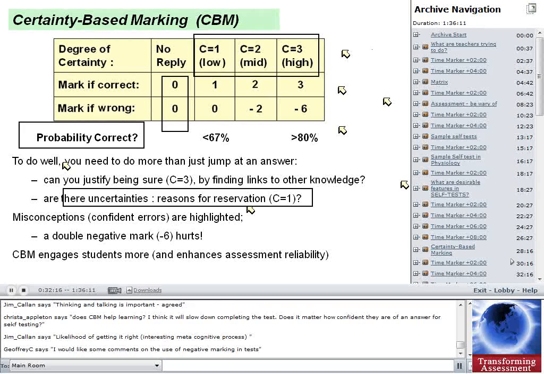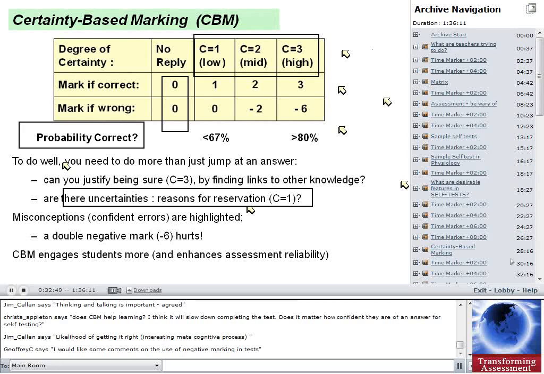It's equally important to identify uncertainties. If you can see that there are reasons for reservation about your answer, then you know that you shouldn't be going for high certainty, because there's quite a risk that you'll get a -6. You should be going for one of the lower two options. And if you really think you're pretty unsure, then you should go for c equals 1. If it's sort of in between, or you can't make up your mind whether it's below or above that threshold, then you can go for c equals 2 as a sort of hedge.